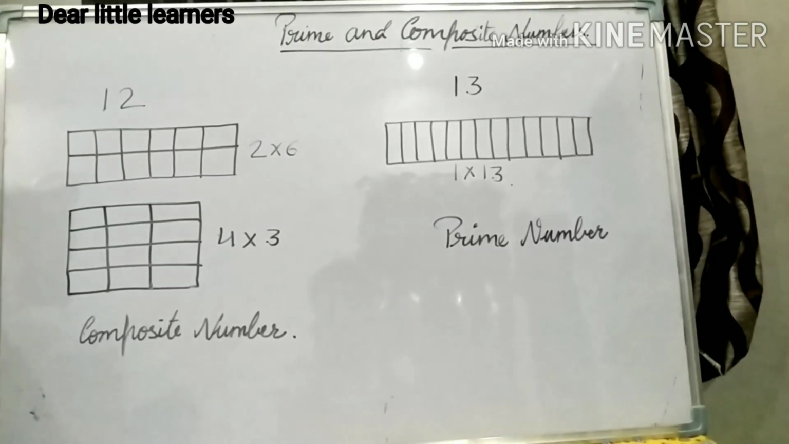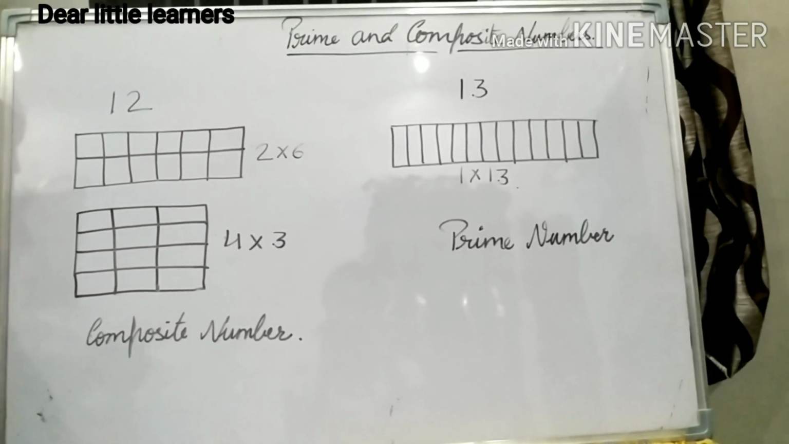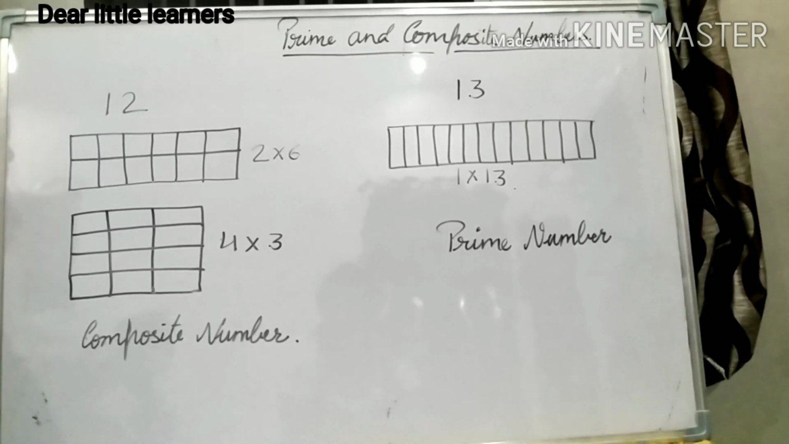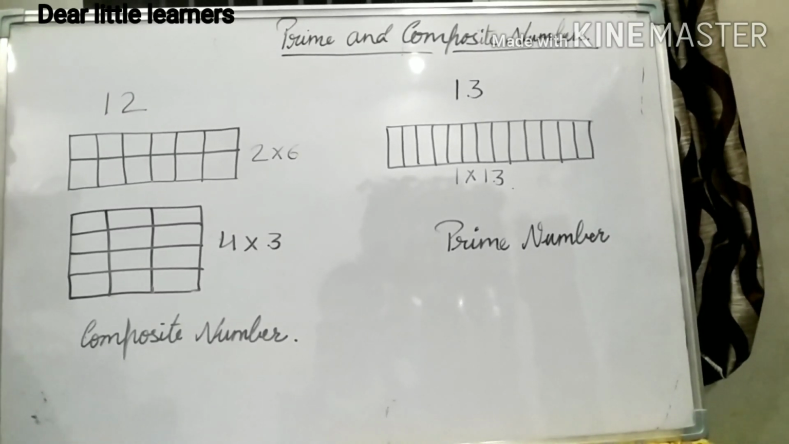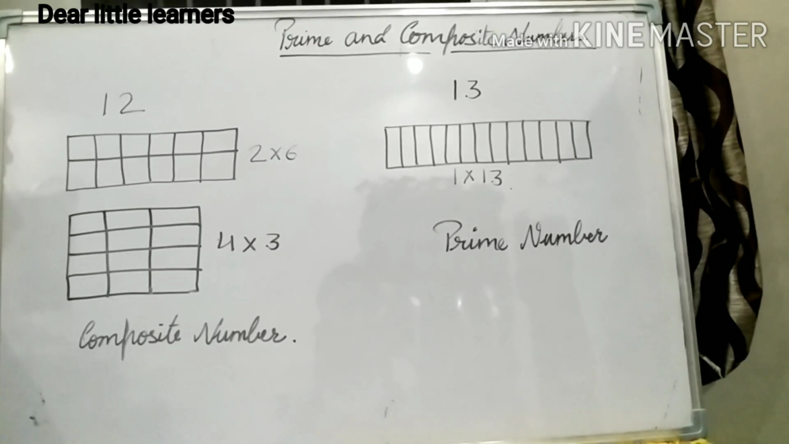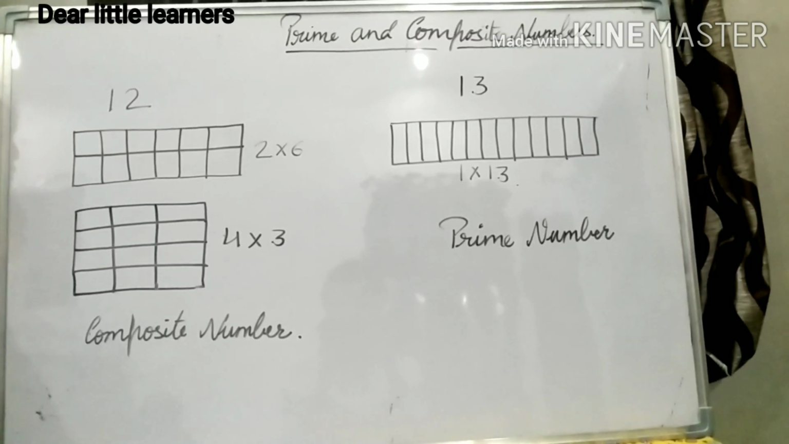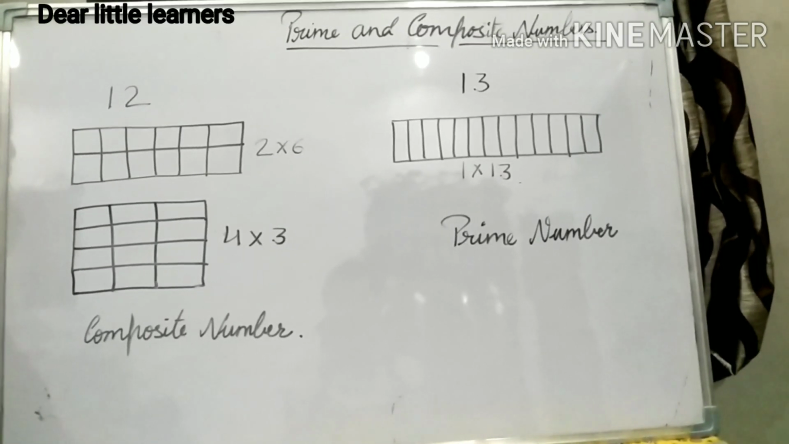So children, even and odd numbers are different from prime and composite numbers. First of all, you understand this. Even and odd are different. How? Because as I told you, even numbers are those which come in 2's table, whereas odd numbers are those which do not come in 2's table.